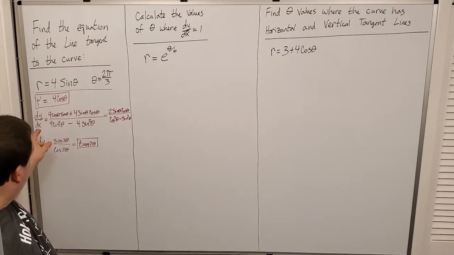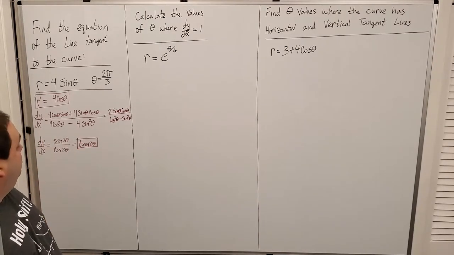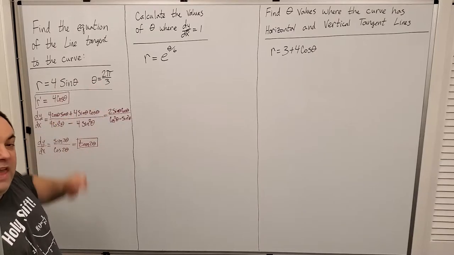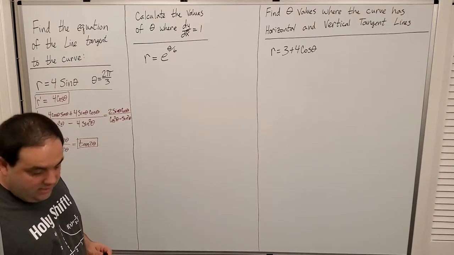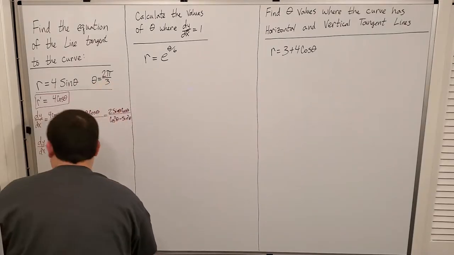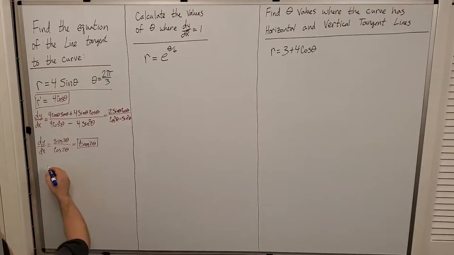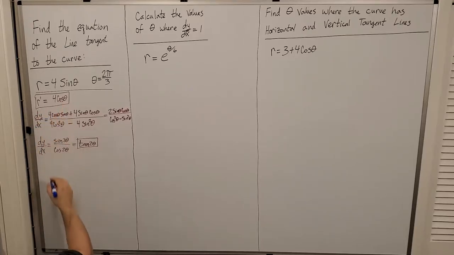If I want to know the slope of the tangent line with y and x, I can simply use tangent of 2 theta. And I've got a theta value that I'm interested in calculating. I'm interested in calculating at theta equals 2 pi over 3. So my slope of my tangent line is going to be the tangent of 2 times 2 pi over 3, which is 4 pi over 3.